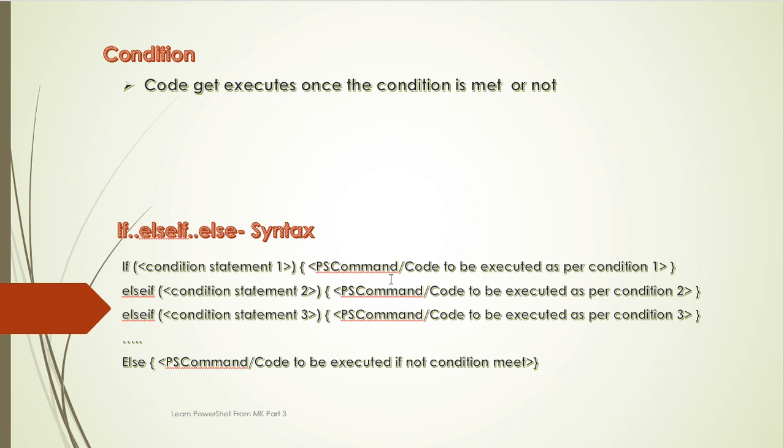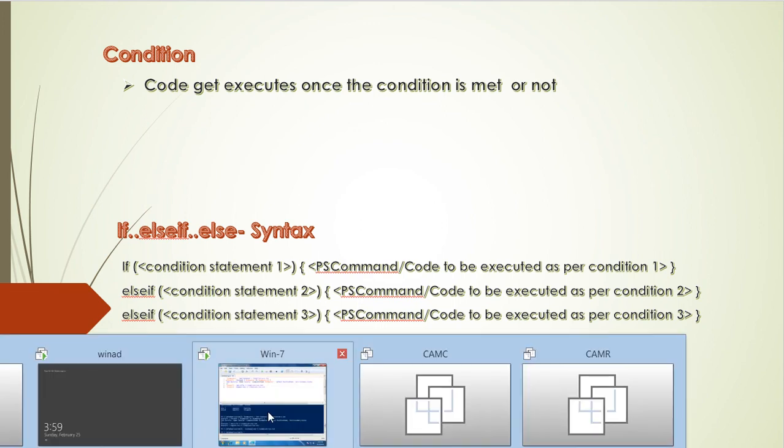In case our first condition is not met, then we'll write down else if, and all middle level conditions like that will come under else if. For example, if the condition statement 2 is met, then the code 2 will get executed. If condition 3 is met, code 3 will get executed. So at last we have else. Else will work if no condition is met. Let's see an example of this.